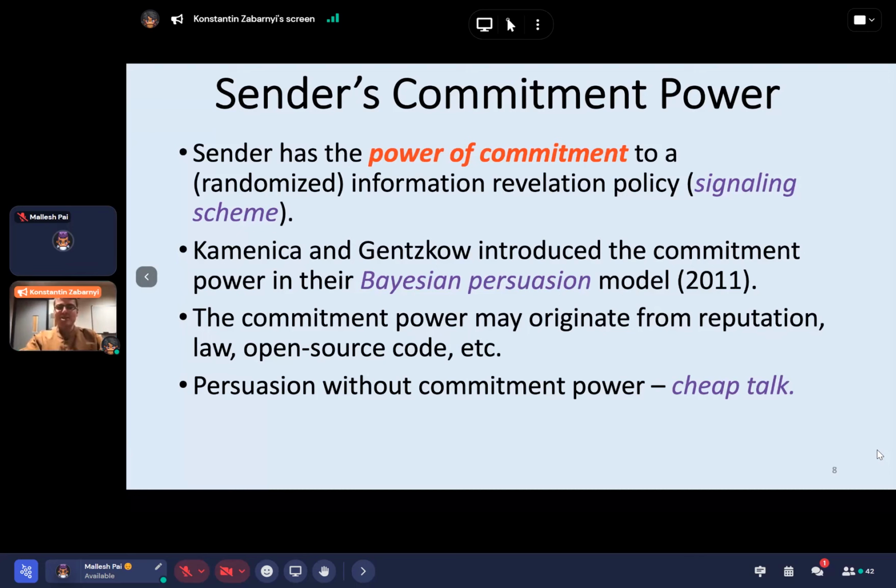I should also mention that strategic information revelation can also be analyzed in a setting without commitment power, and this setting is called cheap talk. But we'll not talk about cheap talk today.